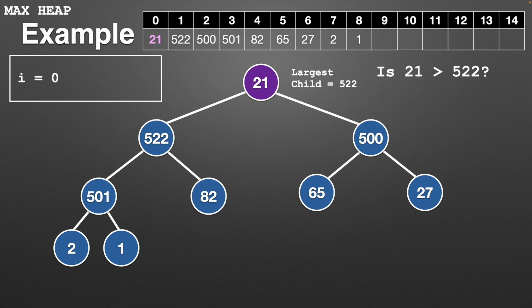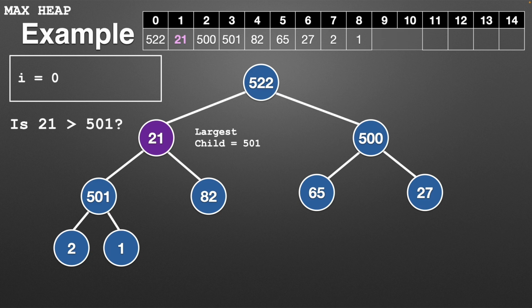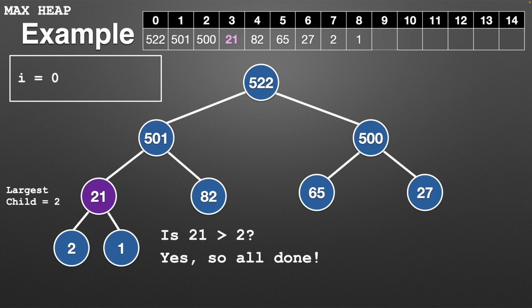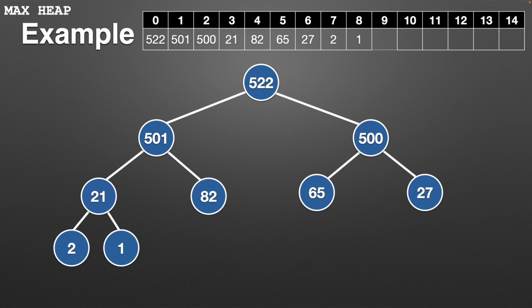And so we can now look at its children, and the largest is 522, which is larger than 21, so we're going to swap that. We'll do the same thing once we get into this position. So now the largest child is 501, and so we will swap that. And then we'll get down here, and the largest child is 2, which is not greater than 21. So we are all done there. And now, if you look at the structure, you can see that this is put into a max heap order.